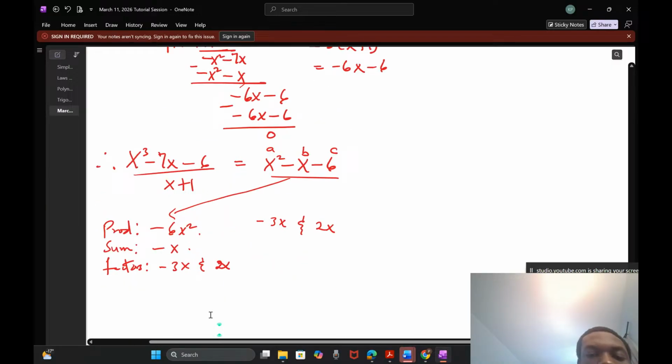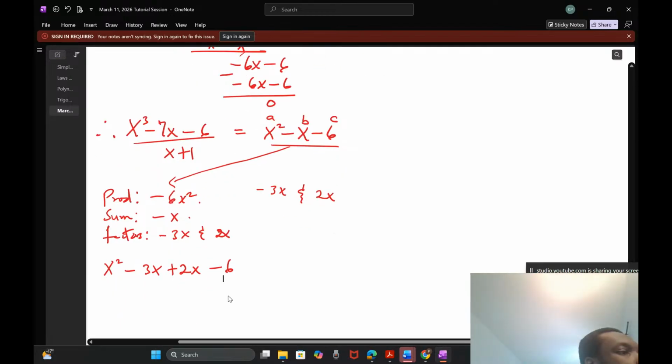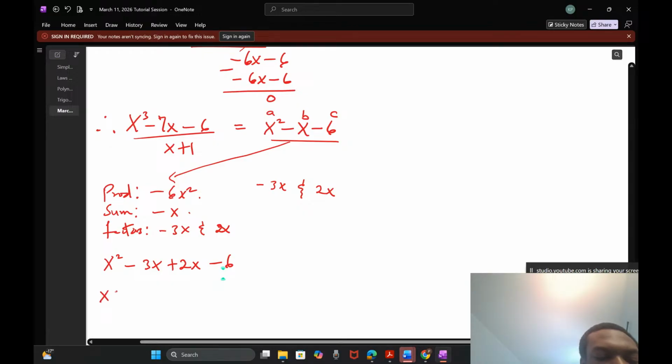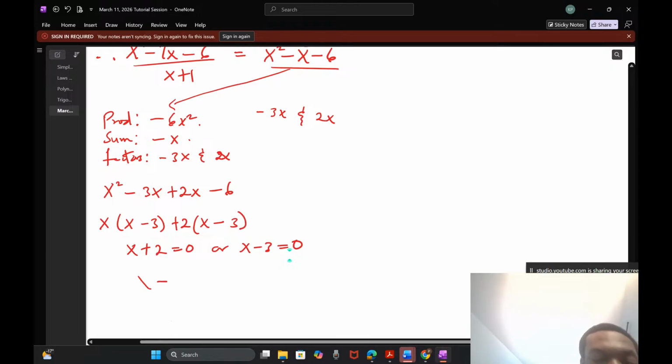So therefore, we can see the factors we are going to be using are minus 3x and 2x. So we're going to put them in the middle. Okay. So that will be x squared minus 3x plus 2x minus 6. So x is the common thing between them. So let's use x to divide x squared and minus 3x. x squared divided by x is x. Minus 3x divided by x is minus 3. And then plus 2 can divide 2x and minus 6. 2x divided by plus 2 is x. Minus 6 divided by 2 is minus 3. Okay, so we have x plus 2 is equal to 0, or x minus 3 is equal to 0. So we have x is equal to minus 2 or plus 3.